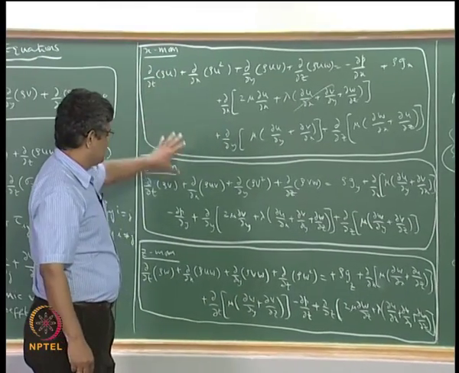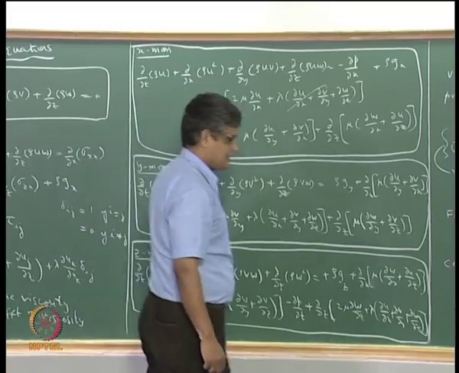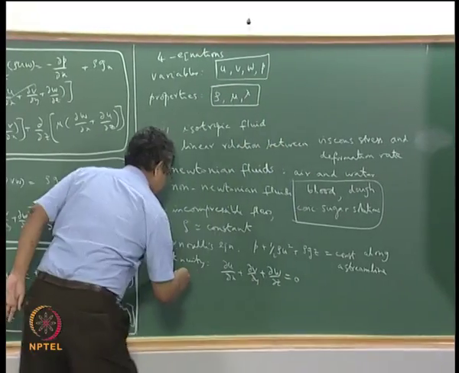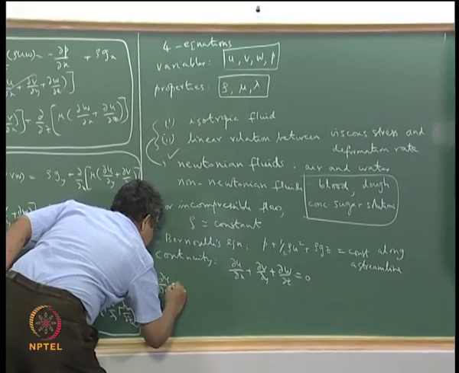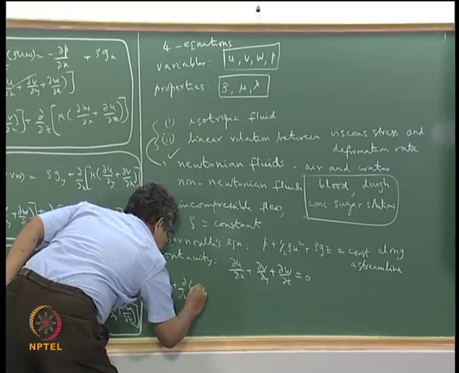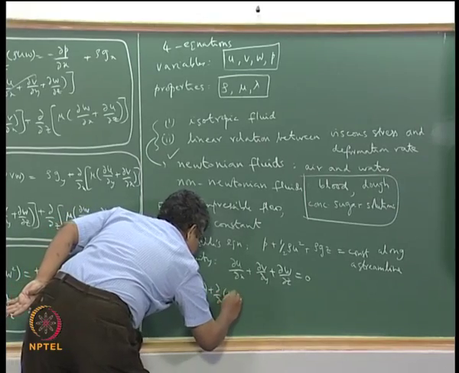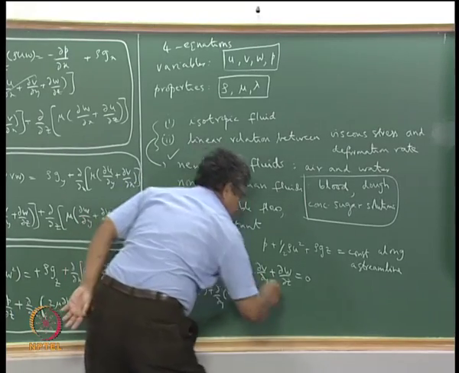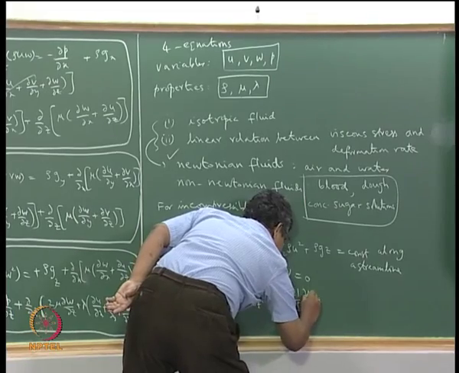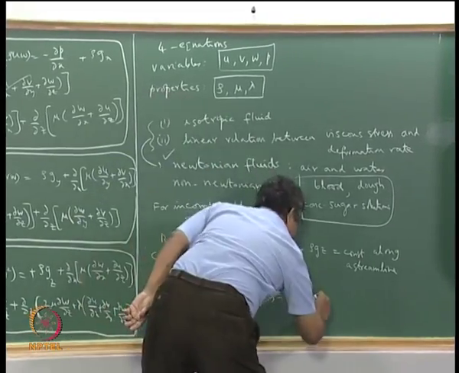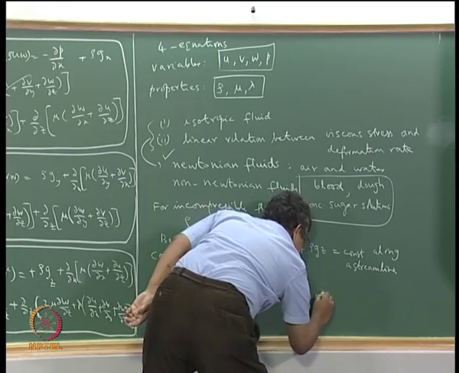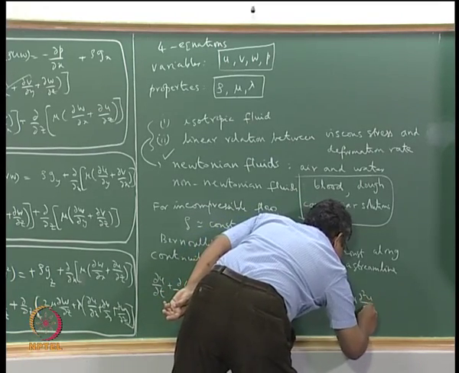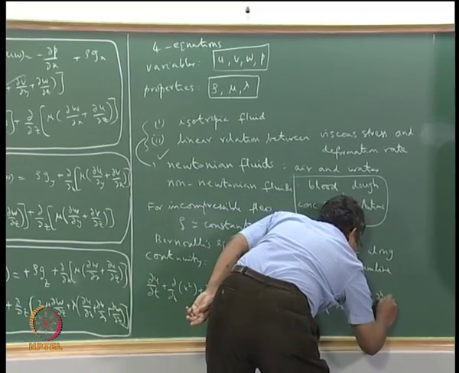these x momentum, y momentum and z momentum equations are considerably simplified, so that we can write the x momentum equation as we will write here: dou u by dou t plus dou by dou x of u square plus dou by dou y of uv plus dou by dou z of uw equal to minus 1 by rho dou p by dou x plus nu times dou square u by dou x square plus dou square u by dou y square plus dou square u by dou z square.